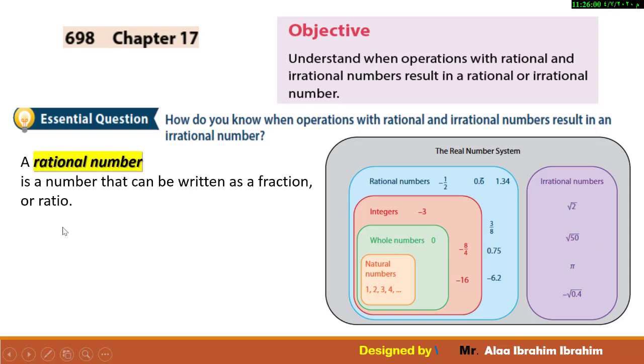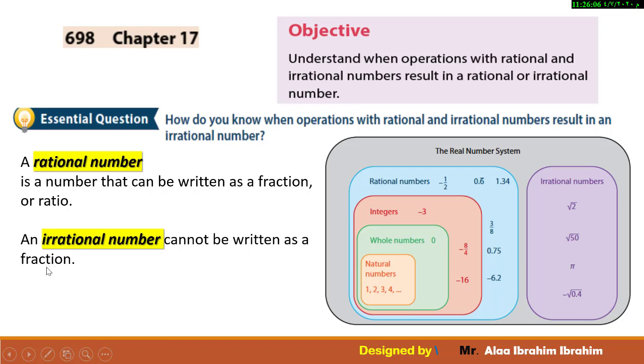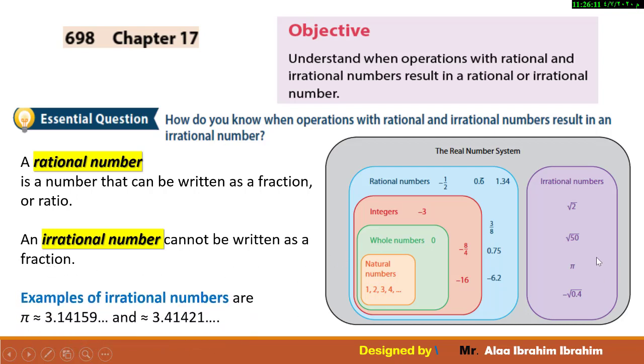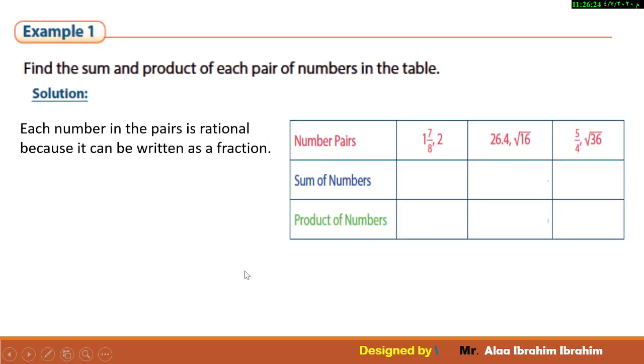So a rational number is a number that can be written as a fraction or ratio. Like pi here, I told you it is 3.1415 and so on, meaning endless digits. If we find dots, it means infinite, no end, so this is irrational.